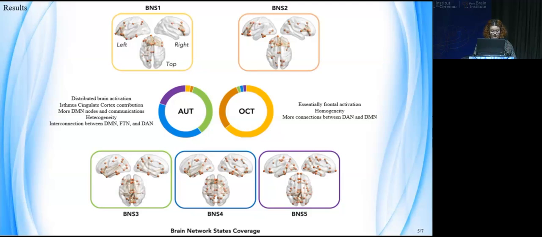We also looked at how different brain networks communicate with each other. In creative states, we saw stronger and broader communication between the DMN, the FTN, and the DIN. Importantly, we only found in BNS 3 and 4 a reciprocal communication between these networks. And interestingly, during the control task, we saw more connections between the DIN and the DMN.